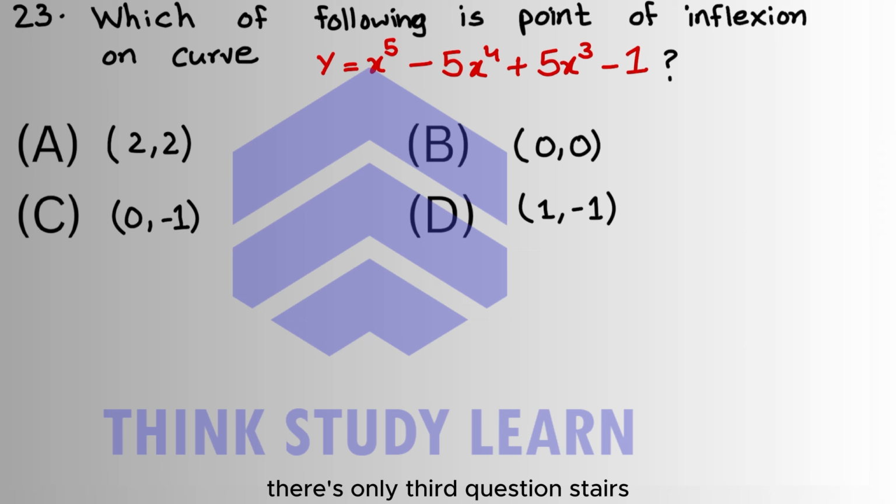The 23rd question states: which of the following points of inflection lie on the curve y is equal to x5 minus 5x4 plus 5x cube minus 1. So we will solve this question by back solving.